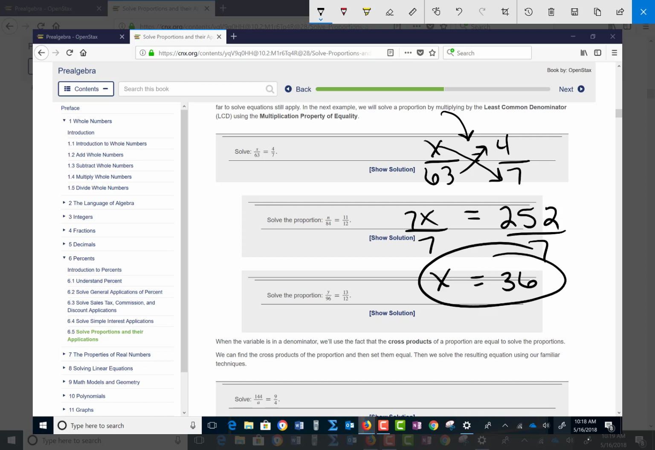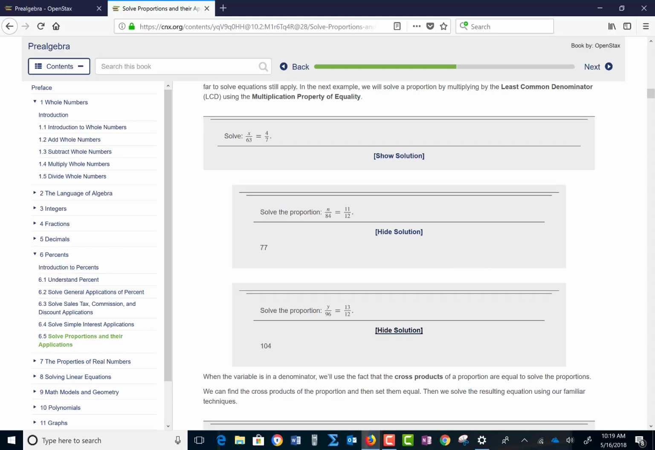So what I want you to do is pause the video, pull up your book, and see if you can do these two problems. So here are your solutions to those two problems.